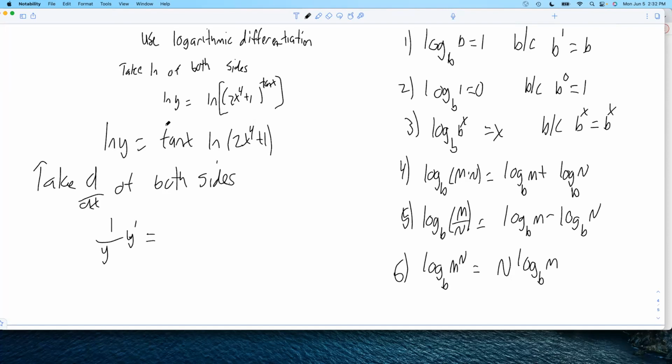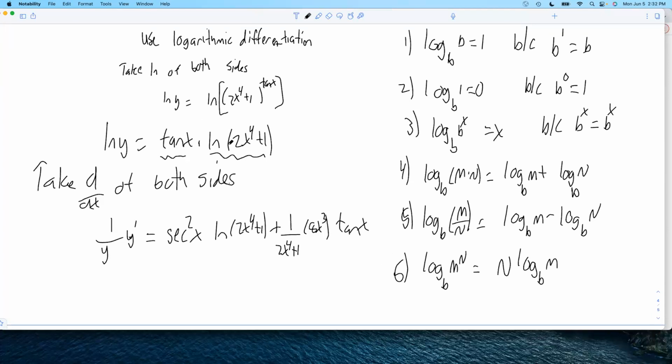Okay, on the other side, I've got a product of functions. There's one, there's a second. I have to use product rule. Derivative of the first, the derivative of tangent of x is secant squared of x, times, leave the second one alone, plus derivative of the second. Derivative of natural log of anything is 1 over that thing times the derivative of whatever is inside. His derivative would be 8x to the third, plus 0, times the first.